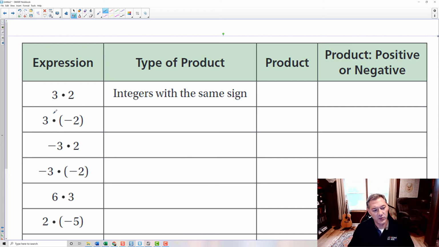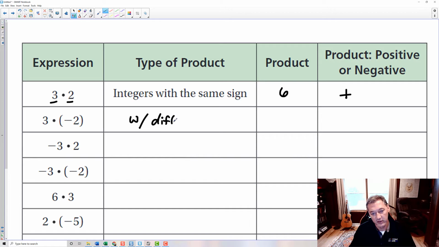And if we look at this one, for instance, this one says integers with the same sign. They're both positive, right? Well, the product here is 6, and that's a positive. This one here is integers with different sign, right? So I have a positive and a negative. In this case, my answer is going to be negative 6, and of course, it's a negative. This one here, I have different sign as well. But this is also negative 6.